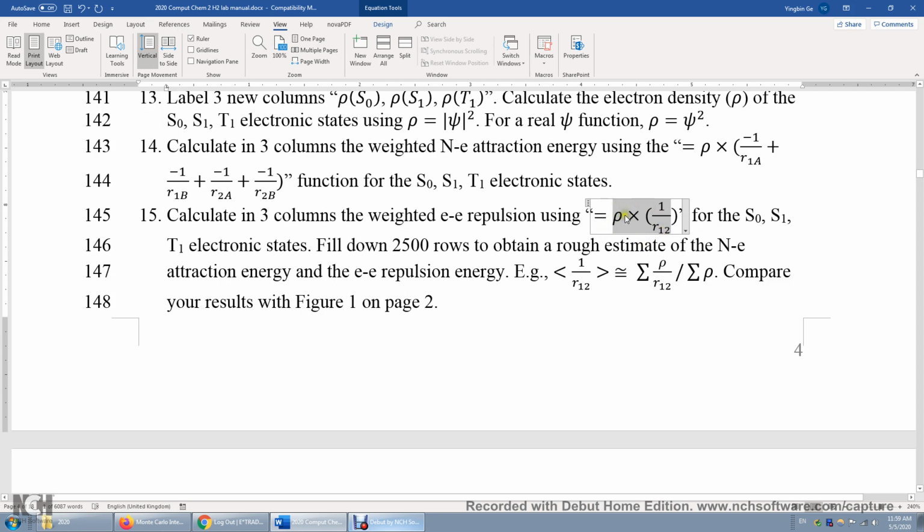Okay, and then don't forget, to actually get the electron repulsion, we need to do this. On top you have this rho times the repulsion term. On the bottom you have just this rho by itself. And over here I'm not using integrals, I'm using the sum. It's only because the integral is approximately the sum of discrete values of this term.